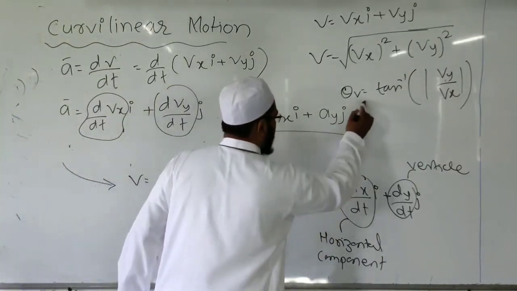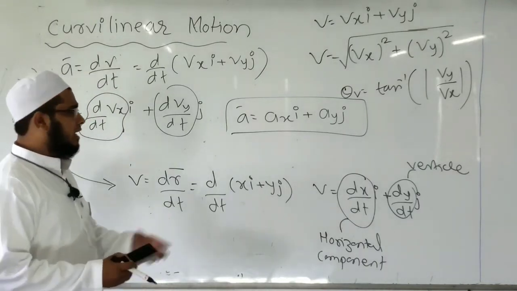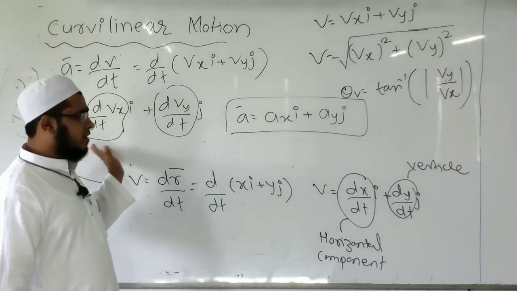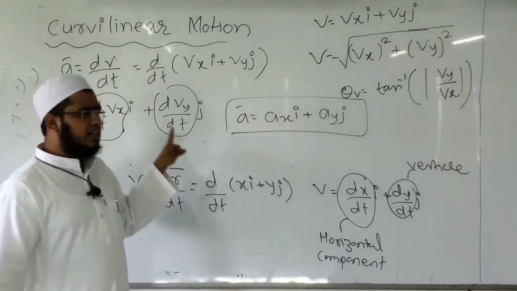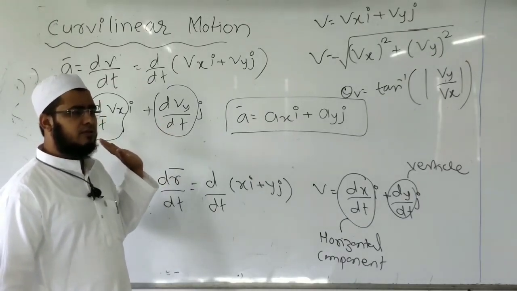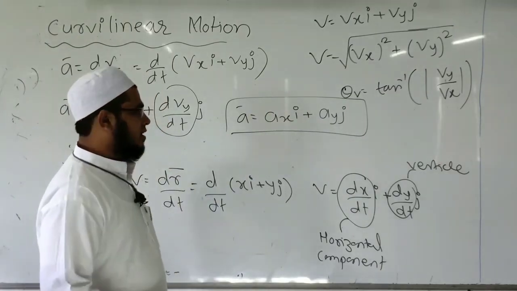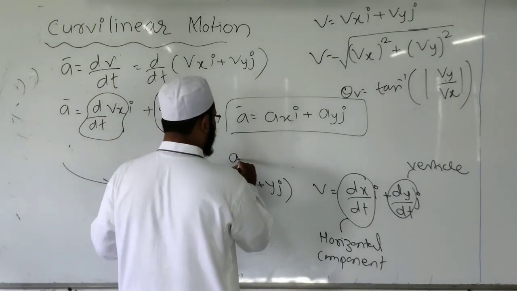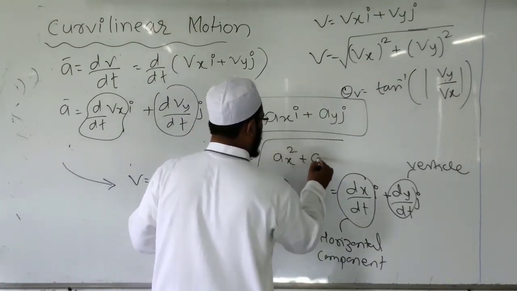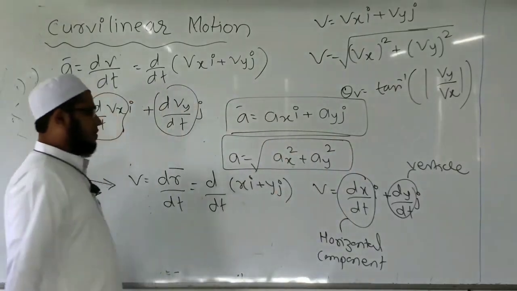The equation of acceleration is a bar equal to ax i plus ay j, where ax is equal to dvx by dt and ay is equal to dvy by dt. Horizontal component of acceleration and vertical component of acceleration. If I require the total magnitude of the acceleration a, then a equals root of ax square plus ay square. This is the formula.